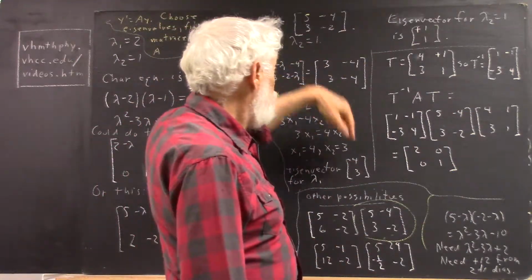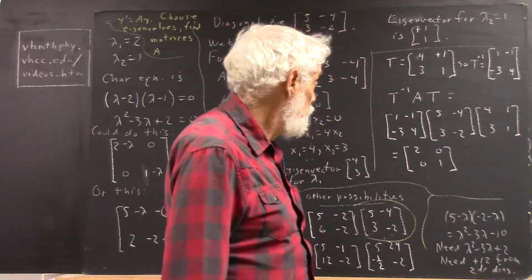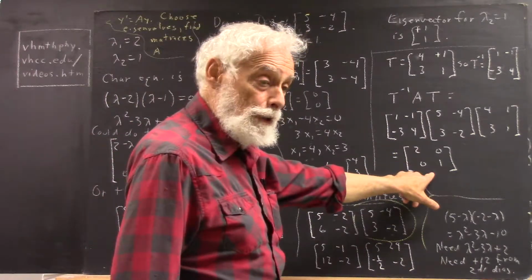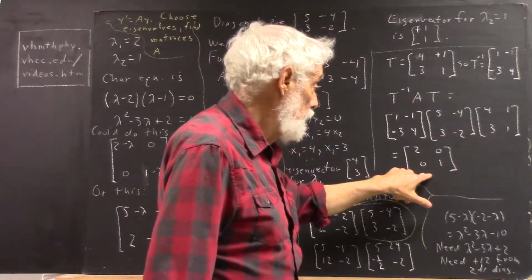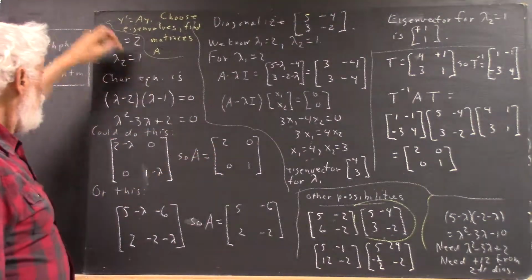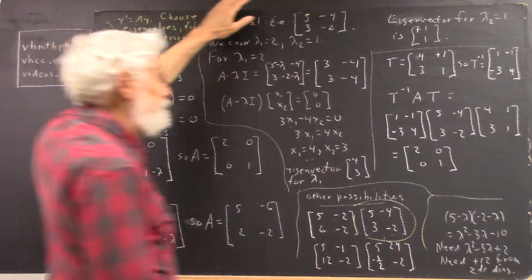Find your eigenvectors, do your T-matrix, columns of eigenvectors, do the similarity transform, and actually do the calculation here and find that you come out with the same matrix you would have if you did this, the matrix with the eigenvalues on the diagonal.